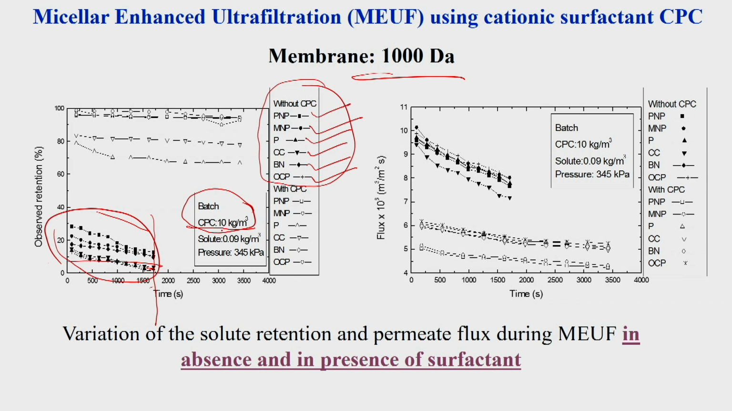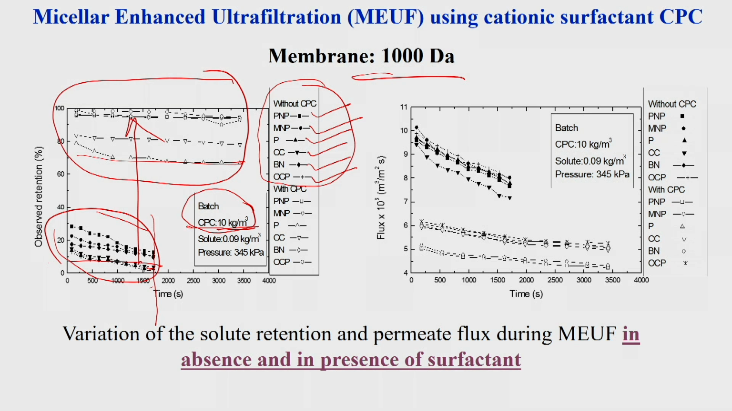But once 10 kg per meter cube CPC, cetylpyridinium chloride, is added to all of these organic pollutants, then you see the retention values are now shooting up from 7% to, in some cases, almost 98-99%, whereas for a few cases only up to 70%. So, from 7% to 95 or 96%, the retention increase is only due to the formation of the micelle of the cetylpyridinium chloride, and as it is a cationic surfactant, all these organic compounds are now trapped on the surfactant micelle.